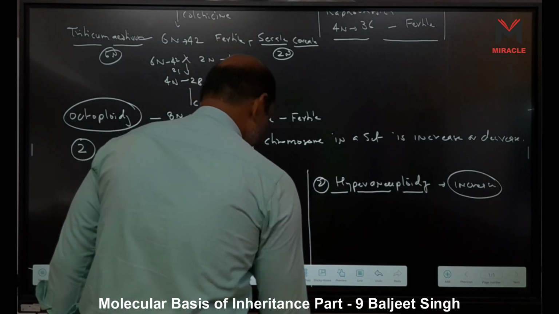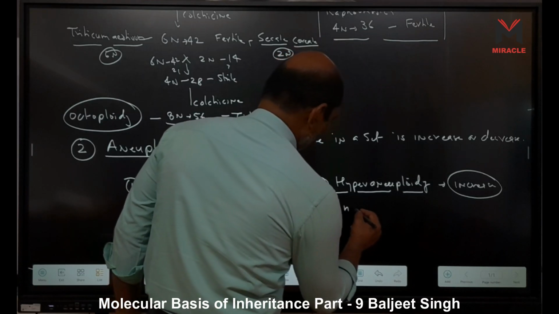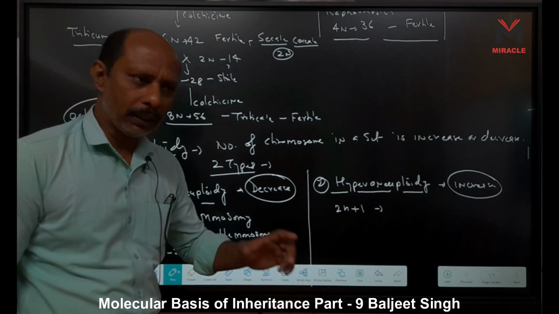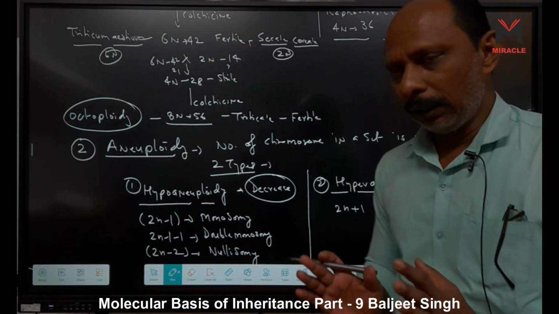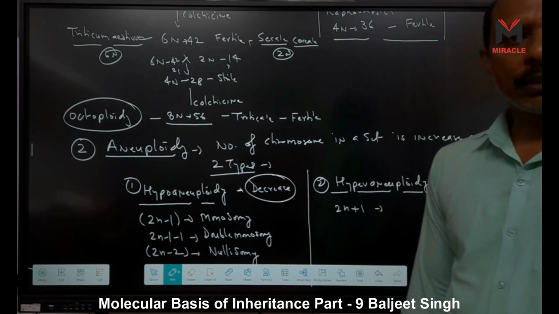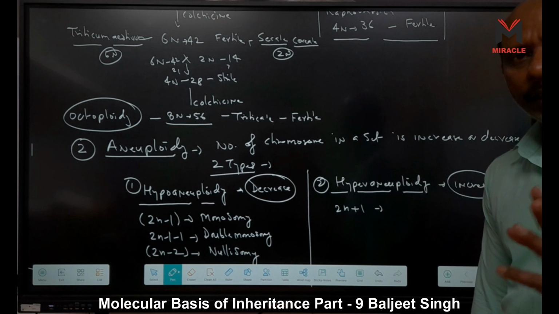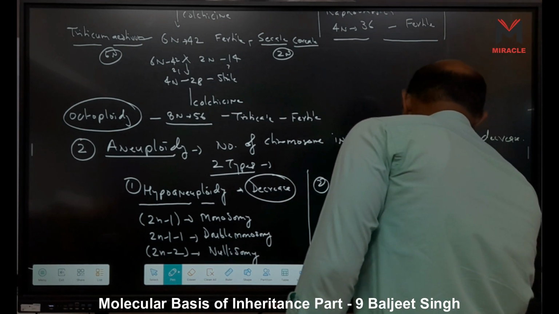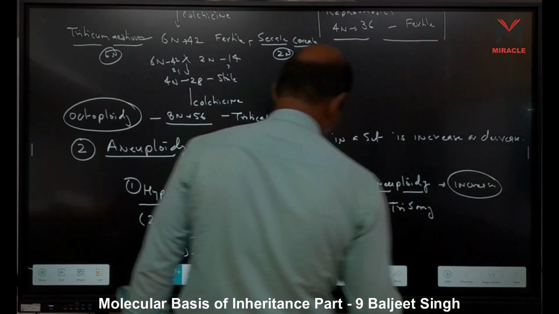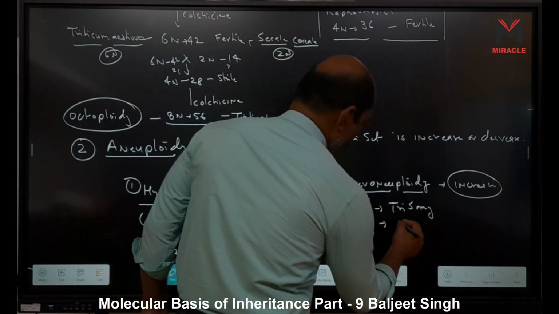Okay. Same as to here, also in hyperaneuploidy what happens? Same thing is here. 2n plus 1. Because here one more chromosome comes in a single pair. As for example, trisomy in the 21st chromosome, or trisomy in Klinefelter, the 23rd chromosome. What happens here? XXY is there, right? So here three chromosomes are present in the last pair, that is called trisomy.